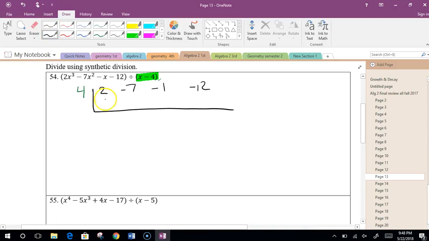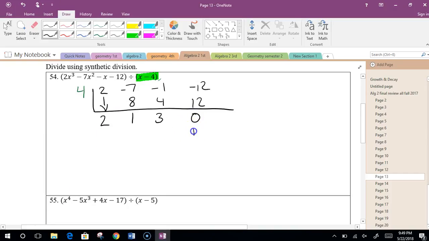So let's run through synthetic. First number drops down and we multiply. 4 times 2 is 8, and we add. Negative 7 plus 8 is 1. 4 times 1 is 4. Negative 1 plus 4 is 3. 4 times 3 is 12, and negative 12 plus 12 is 0.